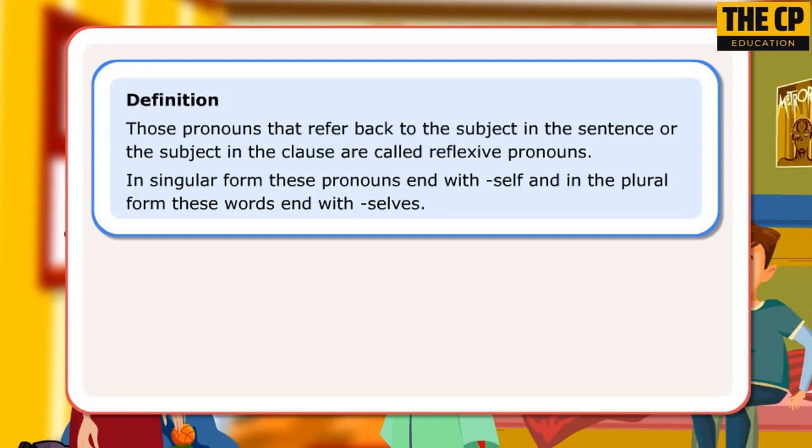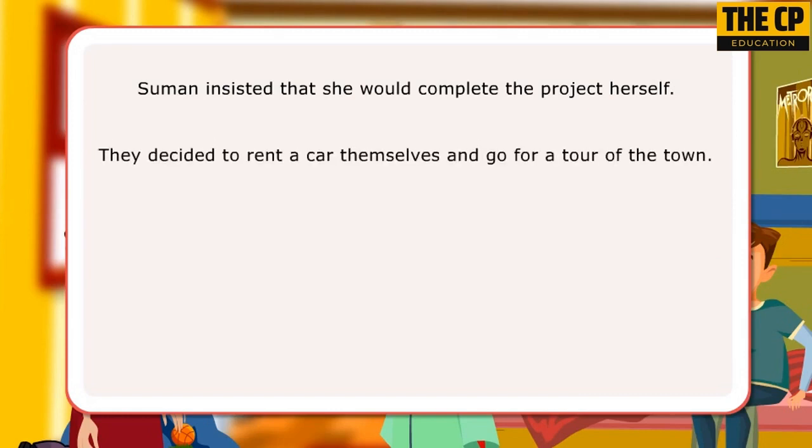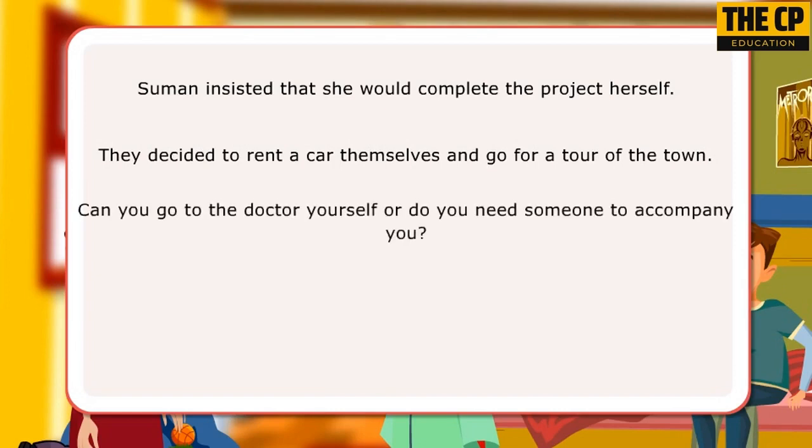Let us look at few sentences. Suman insisted that she would complete the project herself. They decided to rent a car themselves and go for a tour of the town. Can you go to the doctor yourself, or do you need someone to accompany you?